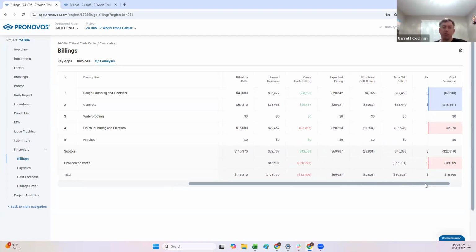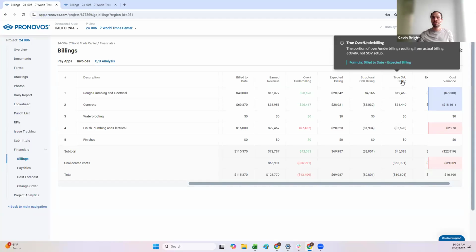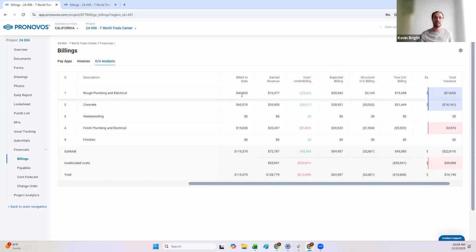Understood. Then moving over there, what is the true overbilling? Yeah, so the true overbilling is basically going to take a look at what's my billed to date minus my expected billing. So my billed to date, I'm $40,000 billed. What my expected billing was if I only billed that 19% rather than 36% would be $20,000. So my true over under billing is $19,458. So this is an accurate reflection of not how I set up my schedule of values, but purely what I overbilled. So on this line item, I was 19% complete and I billed 36%.